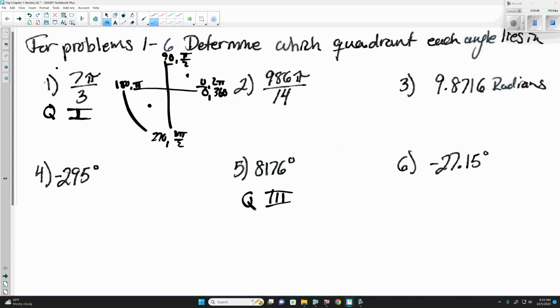Questions on this here? And I mean, it also works with negatives, but instead of subtracting 360 or subtracting 2 pi, we would add it to get it back up between 0 and 2 pi or 0 and 360. Questions on this here?